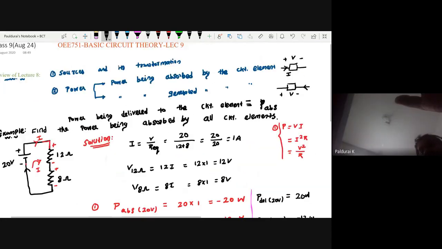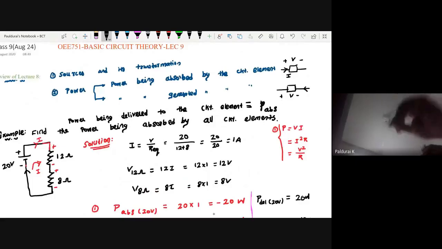What I am saying for delivered power is, see this diagram. If current is entering at the negative terminal, then power will be delivered.